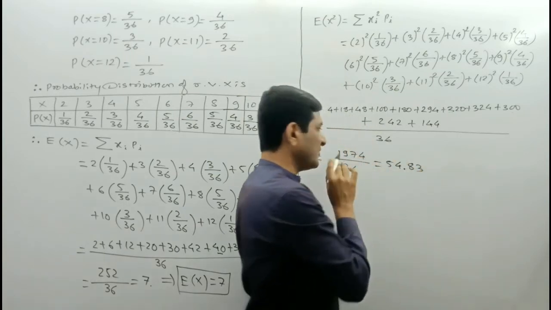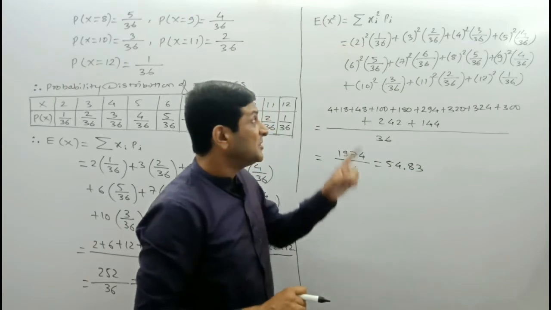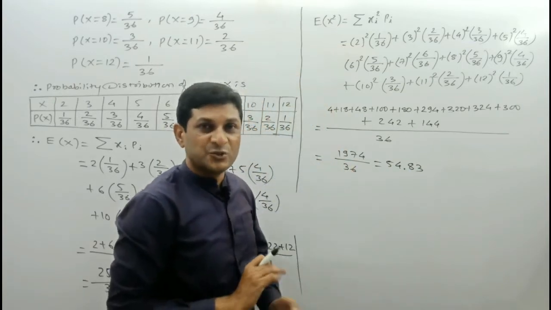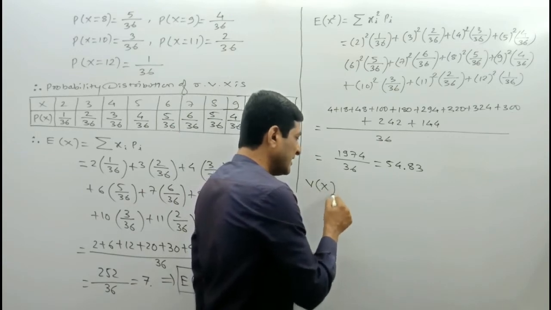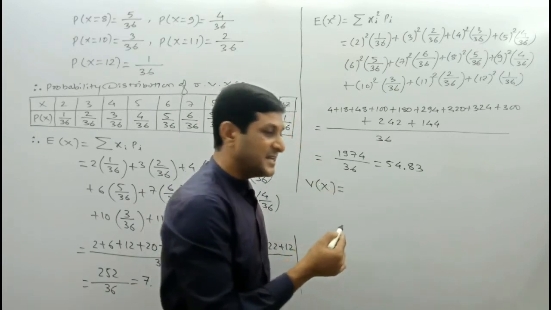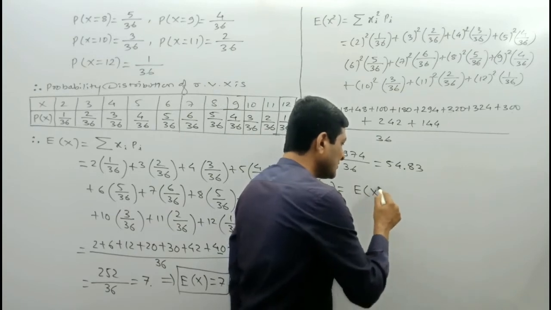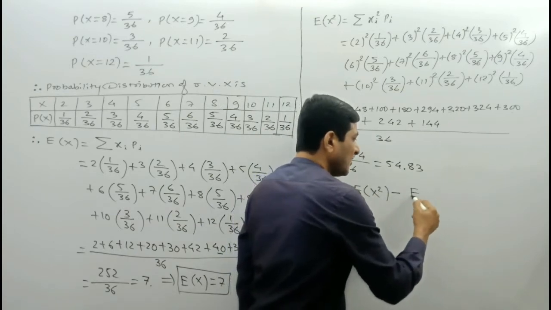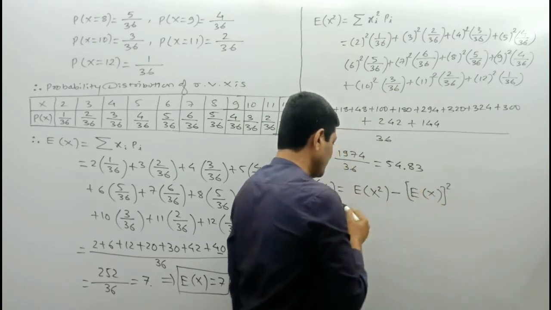54.83. Simply you have to perform this division and its value is 54.83. Once the value of E of x square is known to us, we are able to find out the variance of this random variable. And what is the formula to find out variance? The formula to find out variance is E of x square minus E of x whole bracket square. Just apply this formula to find out the value of variance.